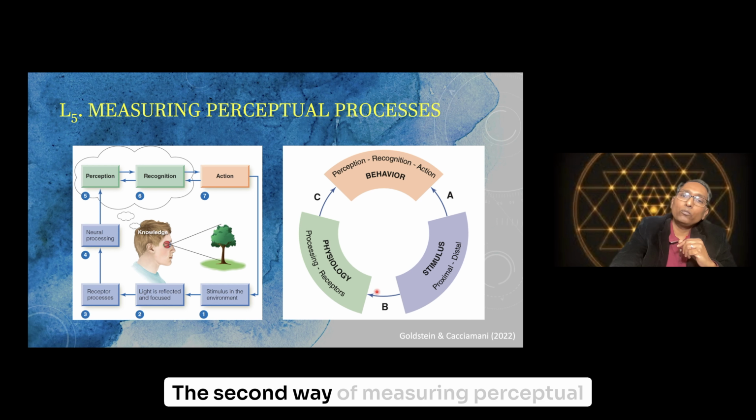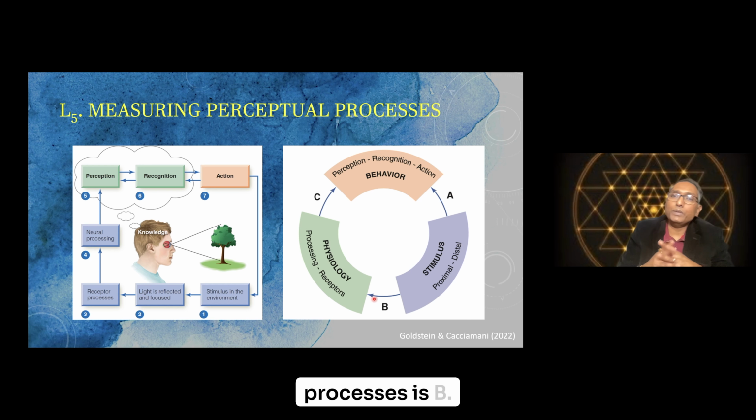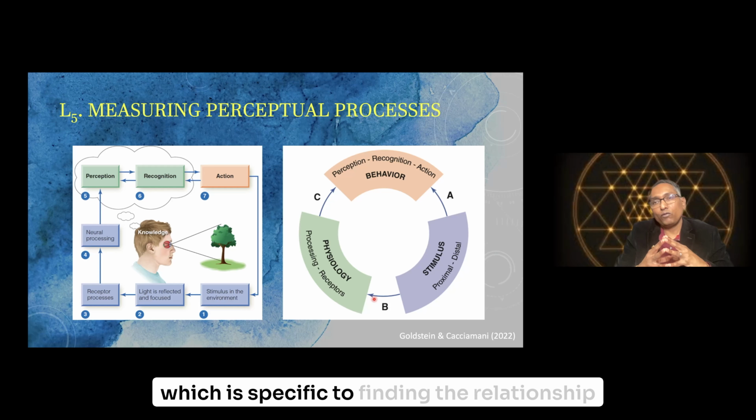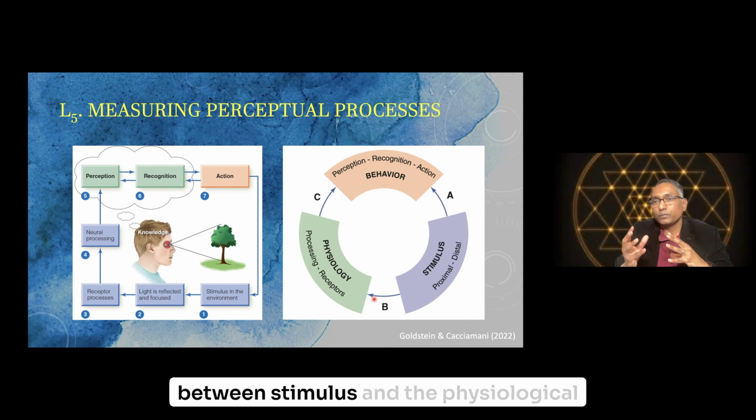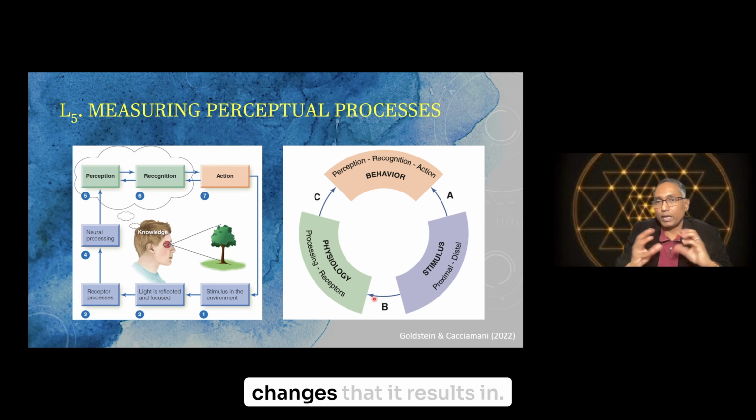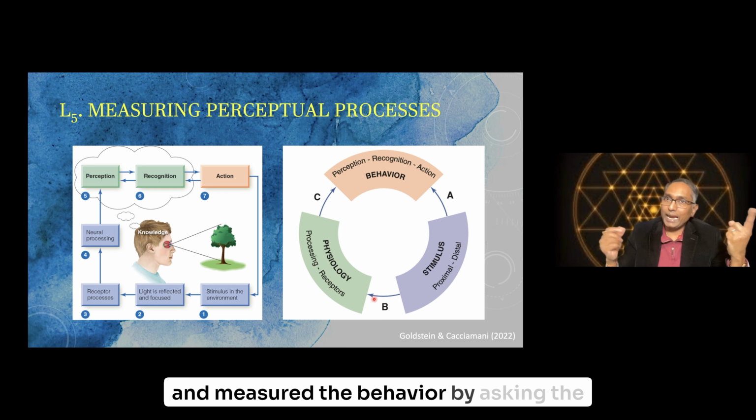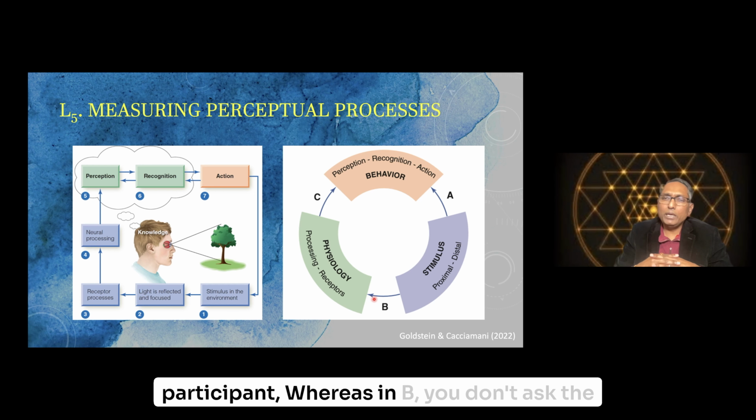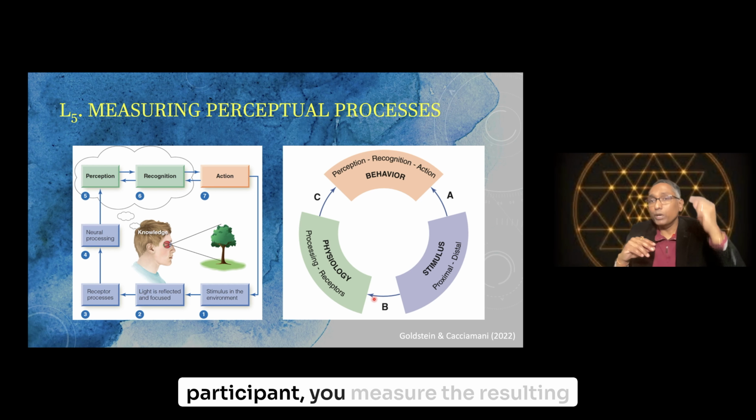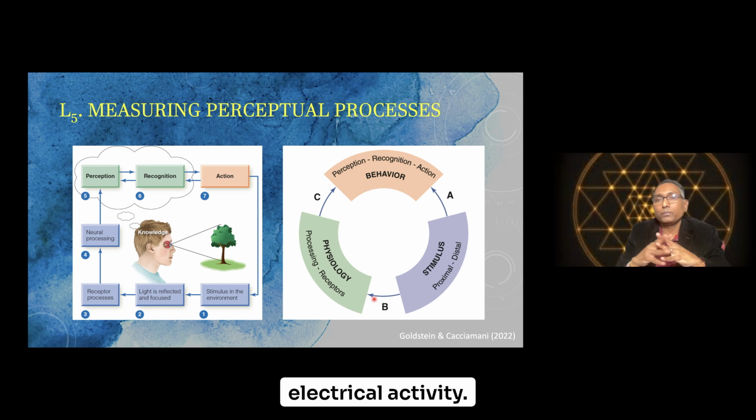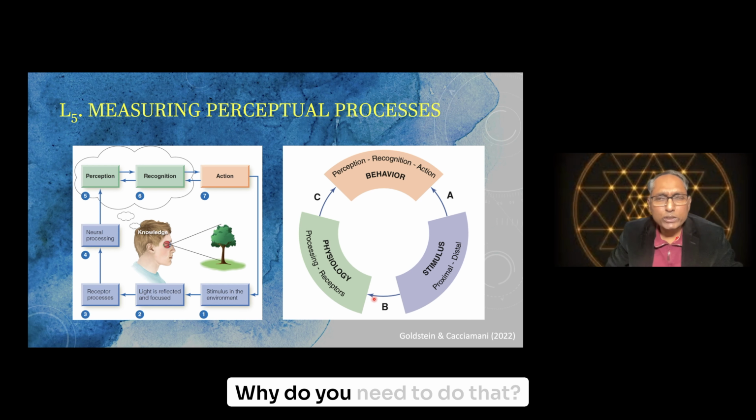The second way of measuring perceptual processes is B, which is specific to find the relationship between stimulus and the physiological changes that it results in. In A, we're manipulating the stimulus like light and measuring the behavior by asking the participant. Whereas in B, you don't ask the participant, you measure the resulting electrical activity. The question is, why do you do that? Why do you need to do that?